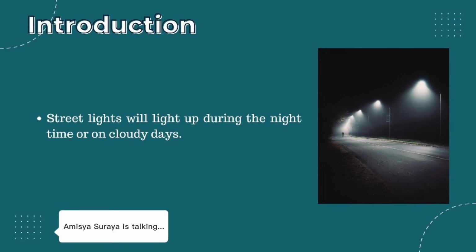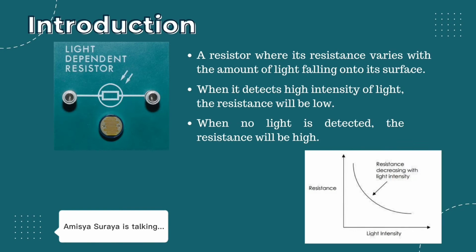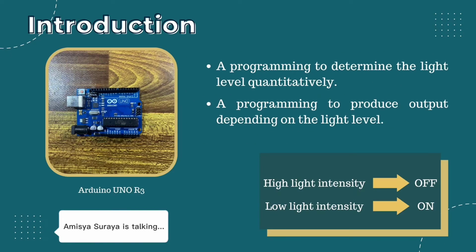Street lights are built with an automatic system where it will light up during the night time or on cloudy days. This is possible to happen due to a photoresistor named LDR, light dependent resistor. LDR is a resistor where its resistance varies with the amount of light falling onto its surface. The mechanism of LDR is when it detects high intensity of light, the resistance will be low and thus there is current flow. In contrast, when no light is detected, the resistance will spike up and the current will not flow through the LDR. In this project, we use Arduino Uno R3 to control the circuit.